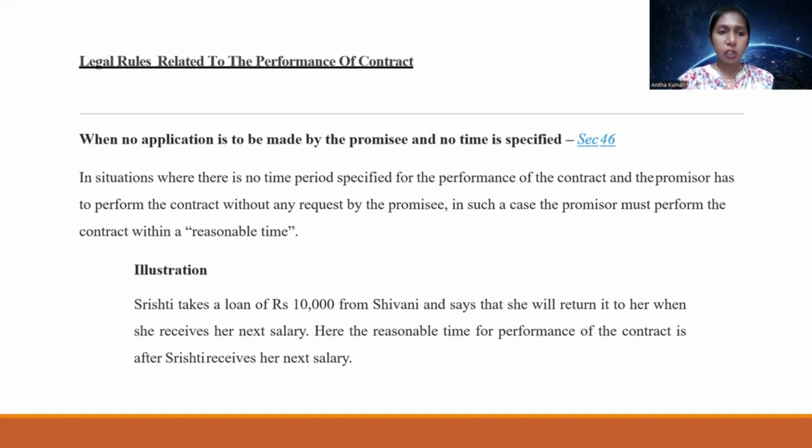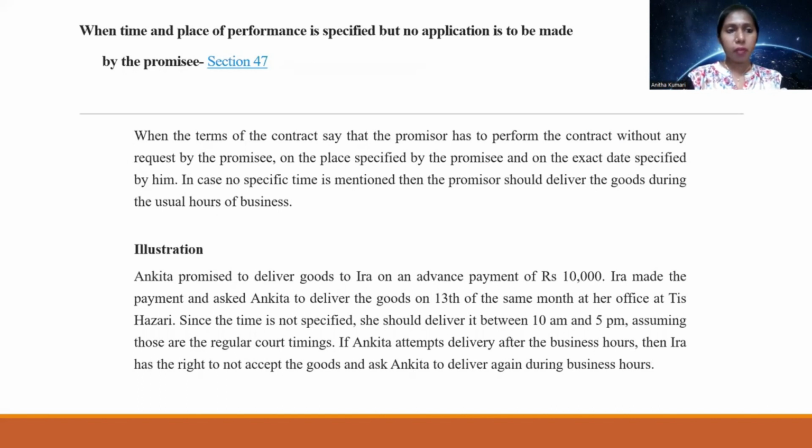When no application is to be made by the promisee and no time is specified. Again, I'm telling you, there are two parties in a contract, promiser and promisee. Who is called a promiser? The person who agreed to do something is called a promiser. Then who is a promisee? Agreed to whom, for what purpose? The person to whom this particular act is going to be done, the person who accepts, is called a promisee.